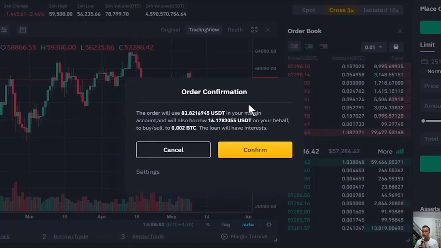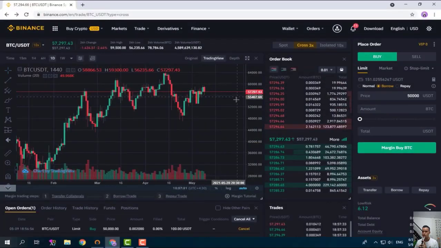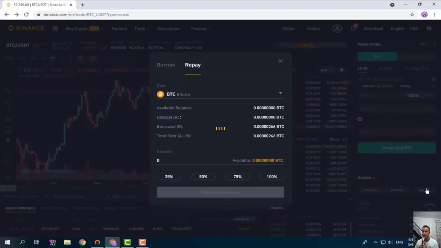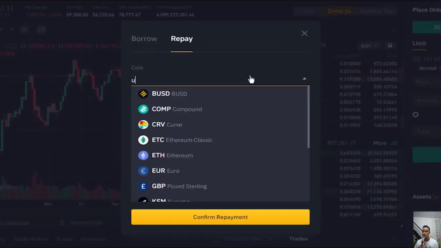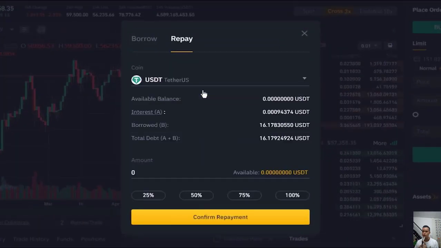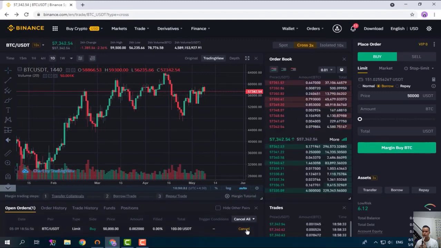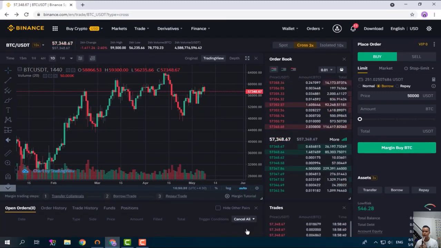It wants us to confirm. We click on confirm and here it is in open orders. We borrowed USDT for placing this limit order on Bitcoin. If we click on repay and select USDT, you can see that we have debt in USDT. It's something like 16 USDT. And if we cancel this order, the principal, the amount that we borrowed, is automatically repaid.